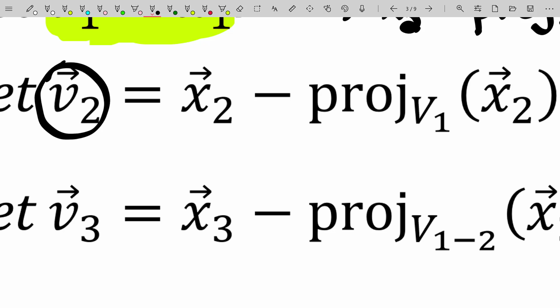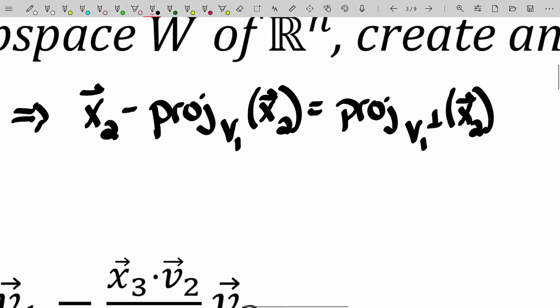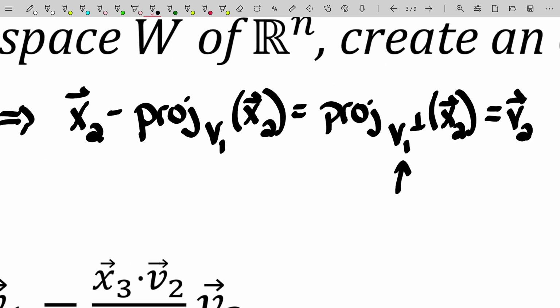Well, I can tell you why. Because I'm letting the vector v sub 2, which we did not have before this very moment, be that orthogonal vector. So v sub 2 will be orthogonal to v sub 1. Remember, the projection of x sub 2 onto v sub 1 perp is a subspace spanned by all vectors perpendicular to the vector v sub 1. So therefore, v sub 2 is a vector perpendicular to v sub 1.